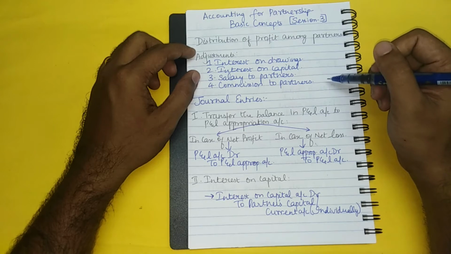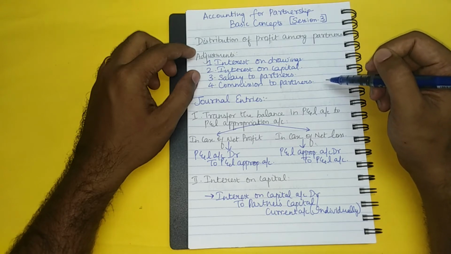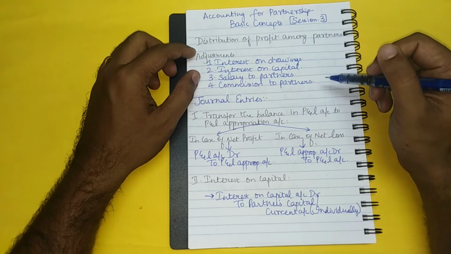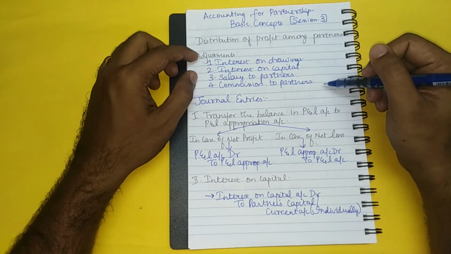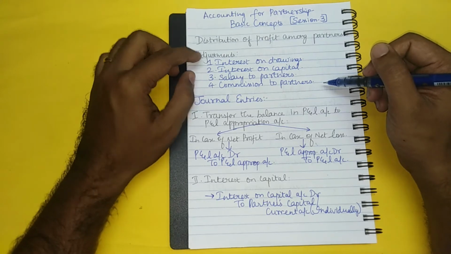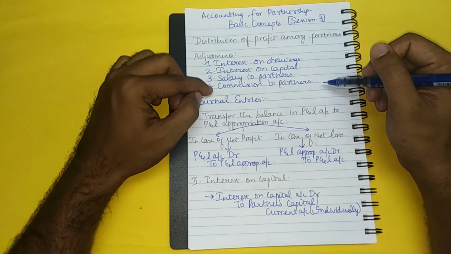In case of a proprietorship firm, you may know that the profit earned by conducting business is directly transferred to the capital account of the proprietor. But in case of partnership, there are a few adjustments which need to be made before transferring the profits earned to the partners' capital account. Now you may have a doubt. What are the adjustments that need to be made to the profit earned? Well, the adjustments to be made include interest on drawings, interest on capital, salary to partners and commission to partners.